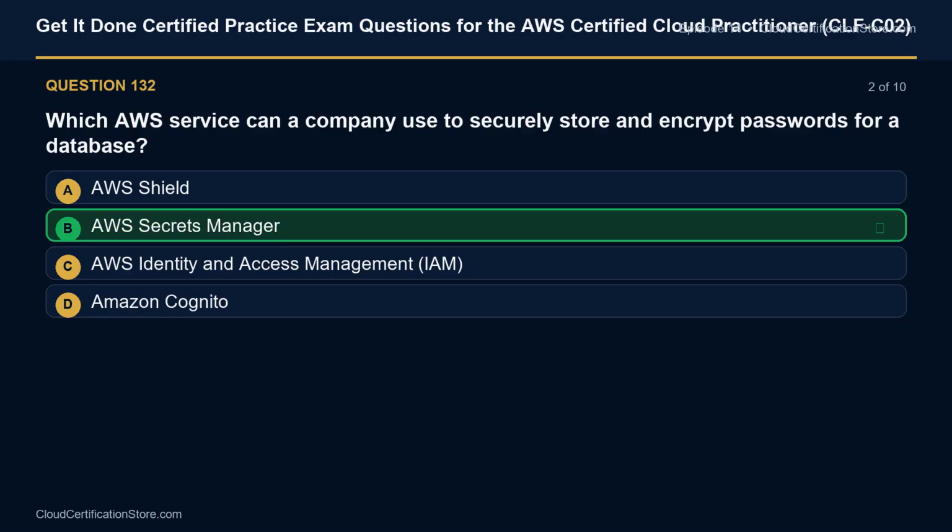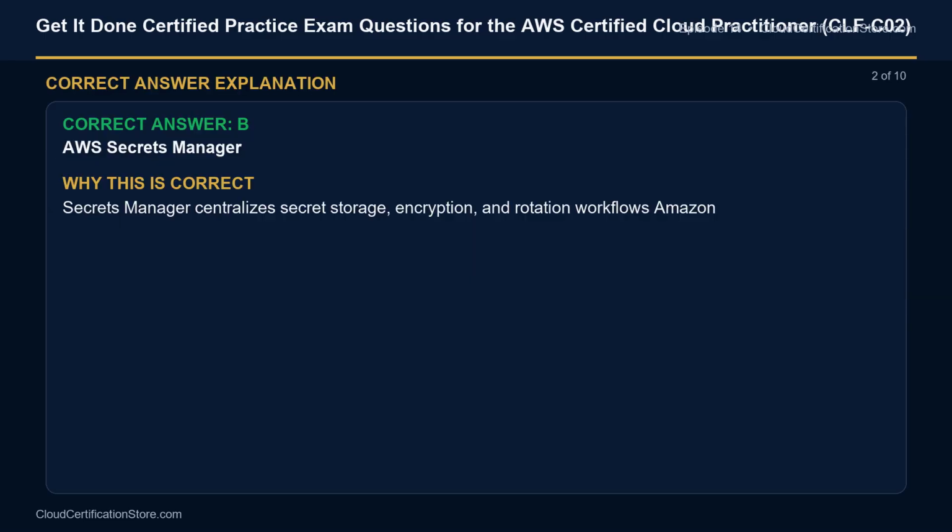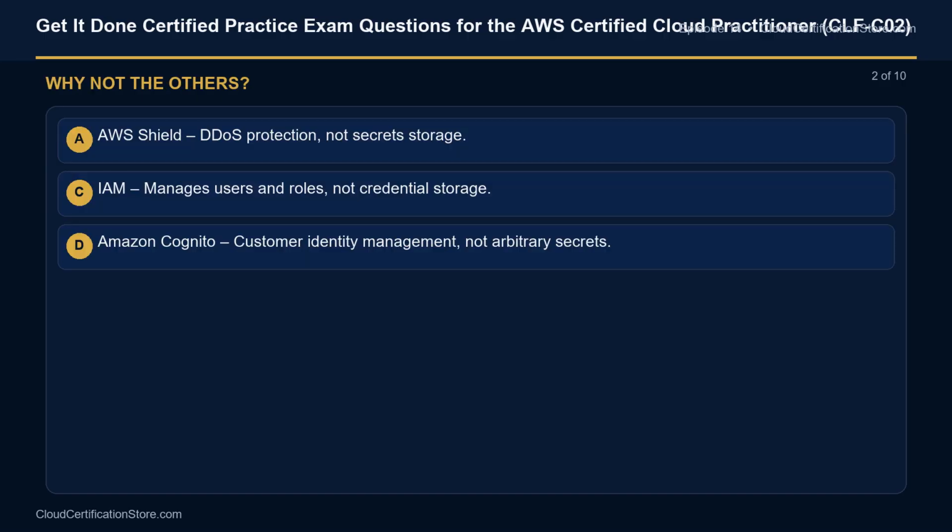The correct answer is B, AWS Secrets Manager. Explanation: Secrets Manager centralizes secret storage, encryption, and rotation workflows. Why not option A? AWS Shield is DDoS protection, not secret storage. Why not option C? IAM manages users and roles, not credential storage. Why not option D? Amazon Cognito is customer identity management, not arbitrary secrets.